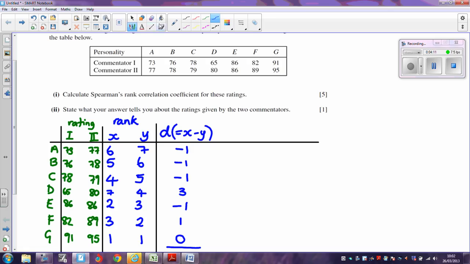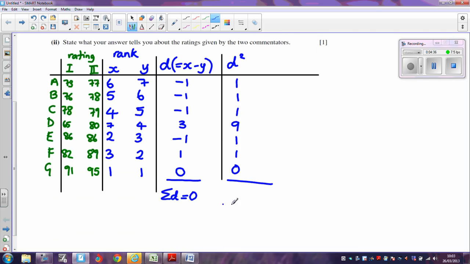What we now do is we square each of those values of D. So in other words, we make another column, and we call that column D squared. So I'm going to square each of these. So minus 1 squared is 1, minus 1 squared is 1, minus 1 squared is 1, 3 squared is 9, minus 1 squared is 1, 1 squared is 1, and 0 squared is 0. And all that happens there is that makes all of those values positive. Now, this is the important column. The sum of that column we call sigma D squared. So if we add these up, we've got 9 plus 5, which is 14.